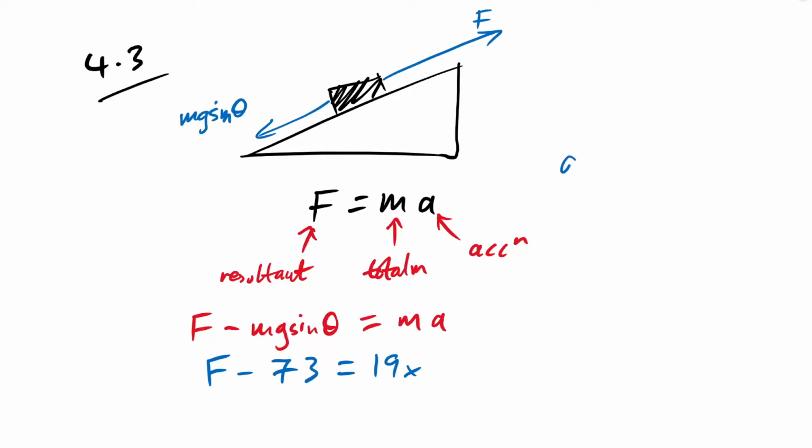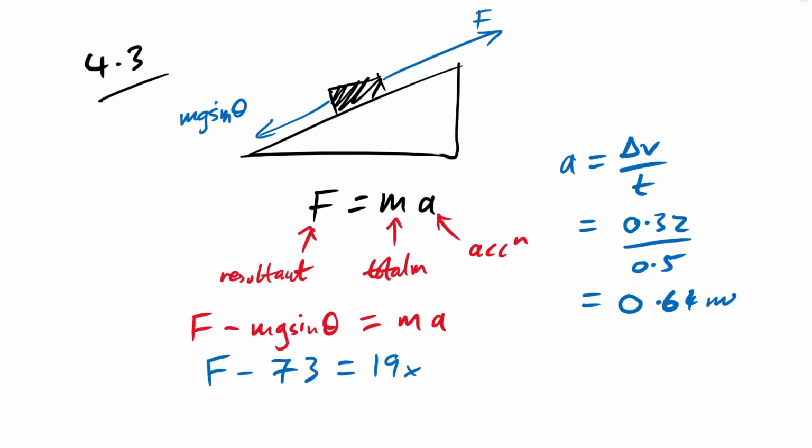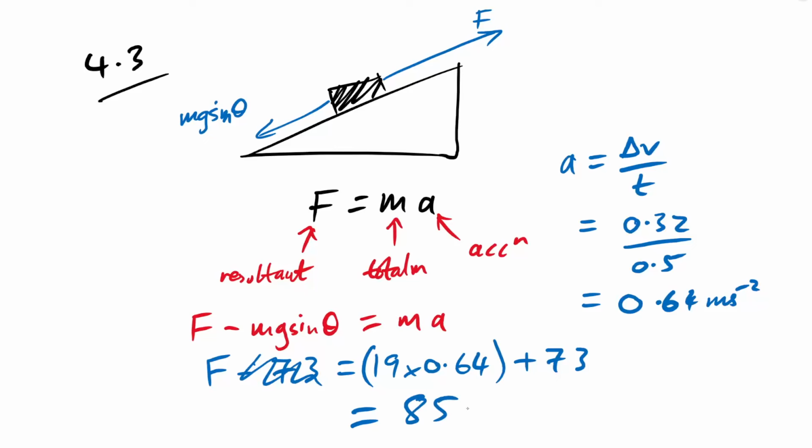Now, what is the acceleration? Well, we know acceleration is change of speed divided by time. So we know it goes from rest, so 0.32 divided by 0.5. So it's just going to be double that, so it's going to be 0.64 meters per second squared. So there we go. Times that by 0.64. So basically, in order to get the frictional force, we just add on the 73 onto the end there. And so we end up with 85 newtons.